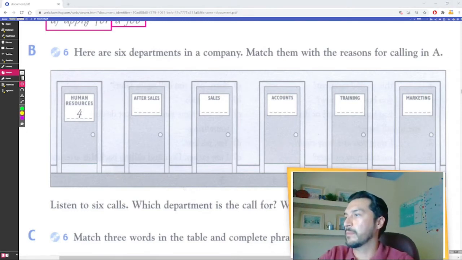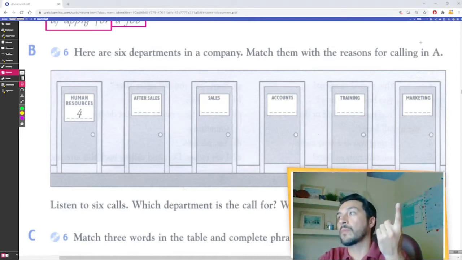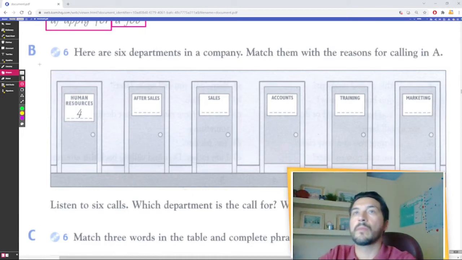Call 1. I found your company in the phone directory and I'd like some information about your products. Can I speak to someone about receiving a brochure or catalog, please? Certainly. One moment, I'll put you through.